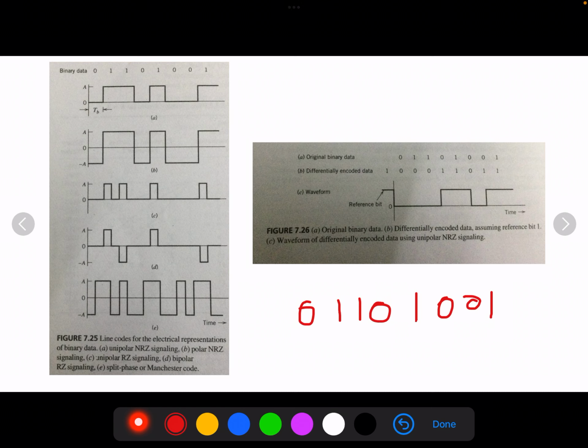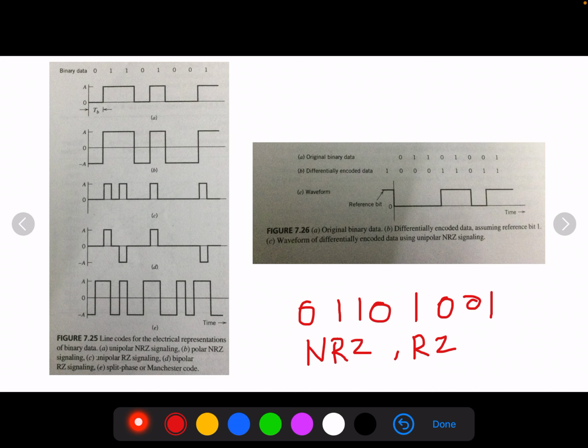For line codes we often use the terminology non-return to 0, NRZ, and return to 0, RZ. Return to 0 implies that the pulse shape used to represent the bit always returns to 0 volts, or the neutral level, before the end of the bit. Non-return to 0 indicates that the pulse does not necessarily return to the neutral level before the end of the bit. So we'll take them up one by one.